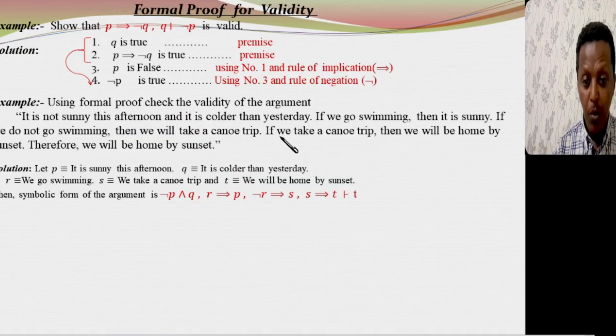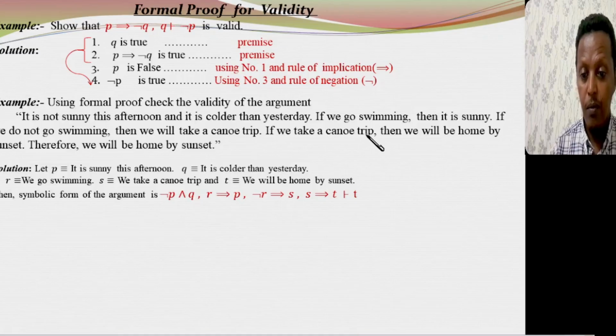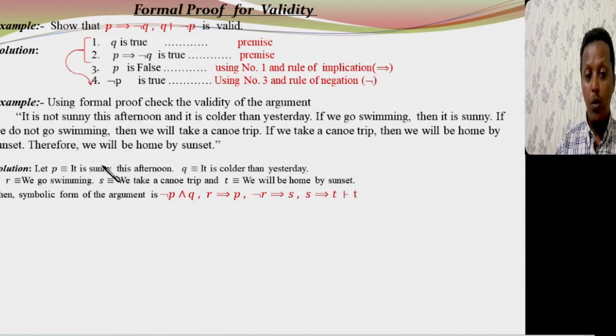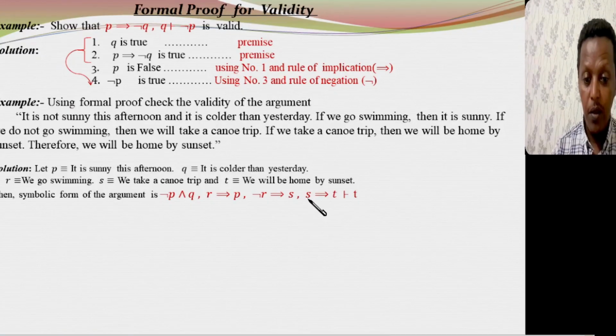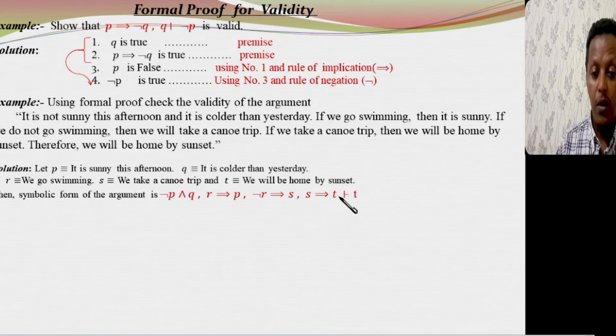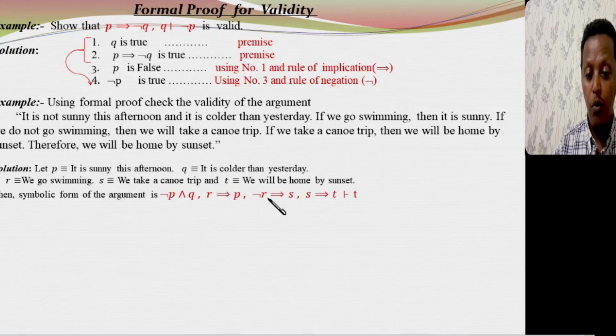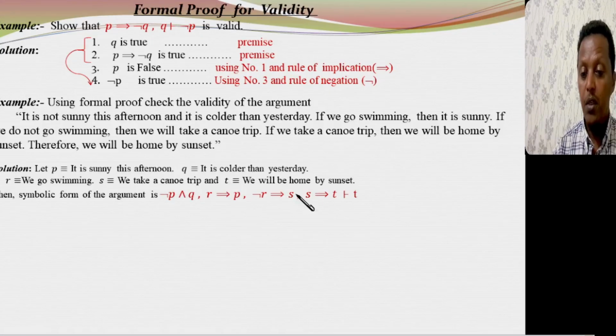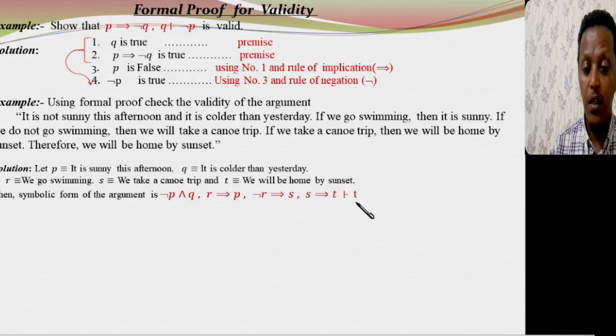And the fourth premise, if we take a canoe trip, that means if S, then what? We will be home by sunset. If S, then T. So S implies T. So we have 4 premises, and the conclusion, the statement next to "therefore," is "we will be home by sunset." So our conclusion is T.